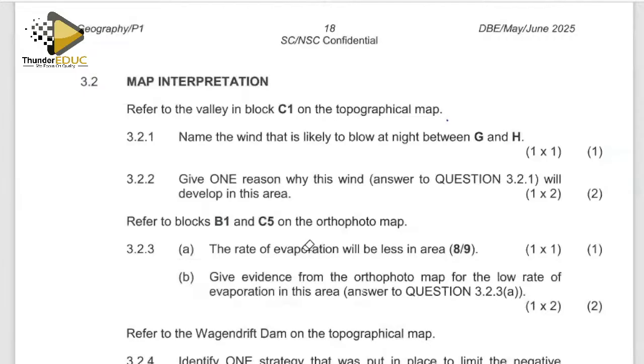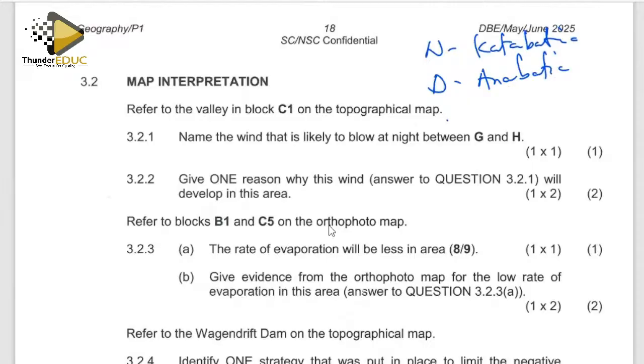Name the wind that is likely to blow at night between G and H. Automatically, we have two kinds of winds. If it's a valley situation, in a valley, during the night, we have a katabatic wind. And during the day, we have an anabatic wind. That is a valley situation.